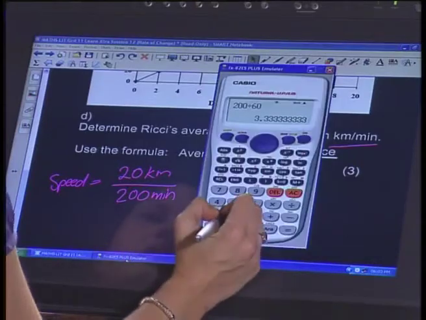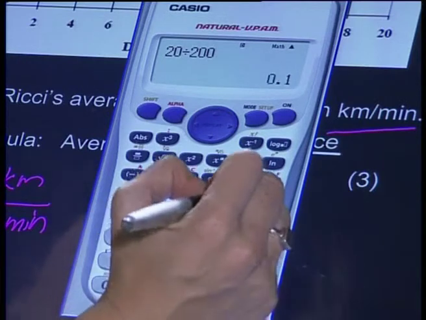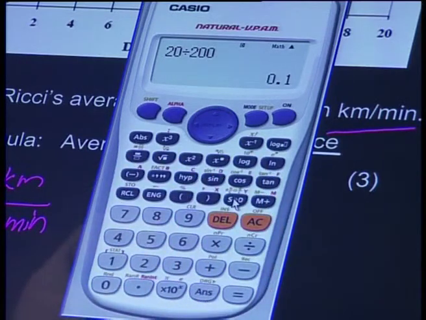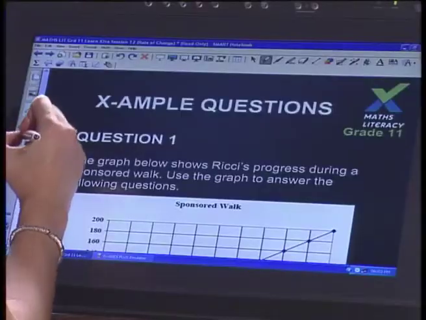20 kilometers divided by 200 minutes. Let's see what our calculator can do. And our answer is 0,1. And since we have to have a unit, we've been asked to work it out in kilometers per minute. And that is our answer, 0,1 kilometers per every minute that Ricky walks. Let's have a look at question E.